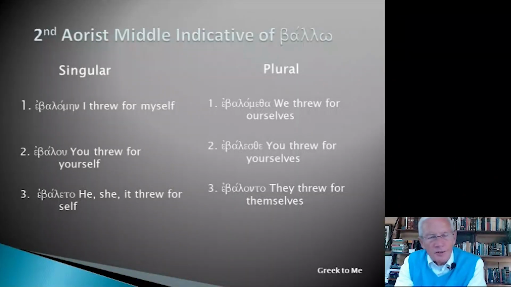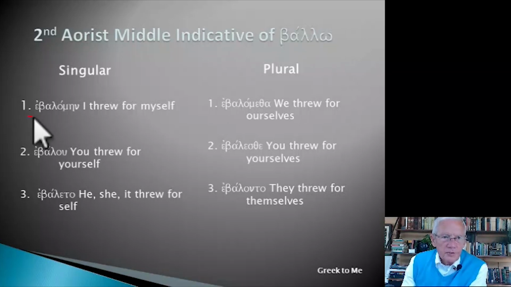Here's our second aorist middle indicative of ballo. Let's pronounce these together. Ebalomen, ebalou, ebaleto, ebalometha, ebalesthe, ebalonto. Notice again here, we have the prefixed augment. Here's our internal stem change, and then we have our ending. What are the endings here? Omen, ou, eto, ometha, esthe, onto. We've seen those endings before, haven't we?